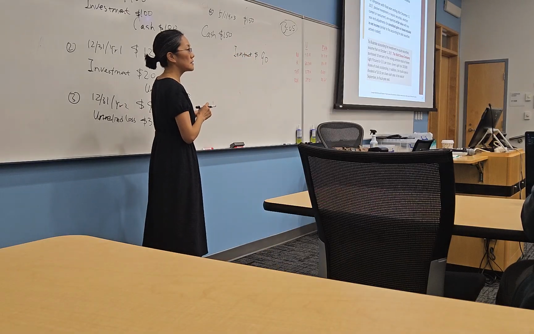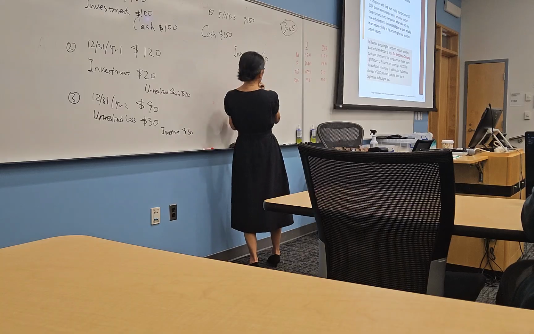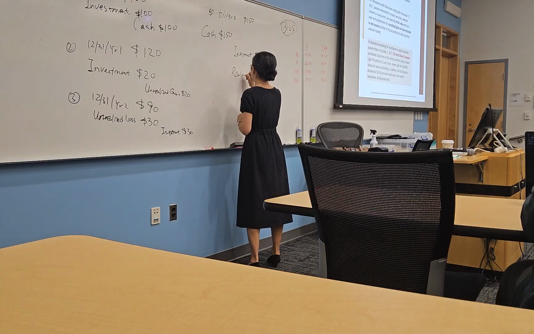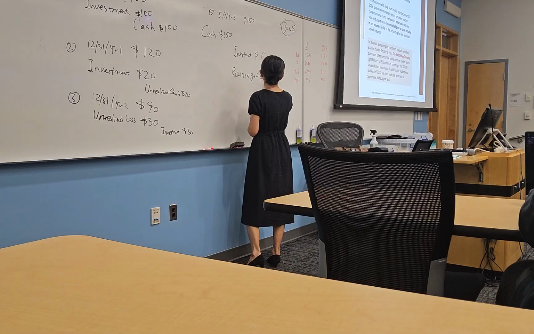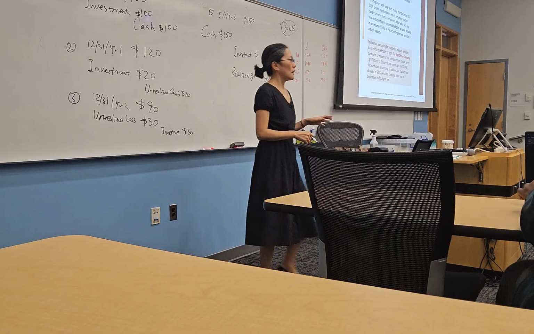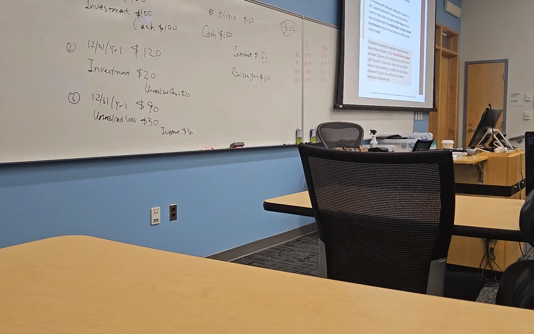Good? Clear? And then you're going to have a gain. This is realized. Realized. How much? $60. Great, we're done. If you really understand what's on the board, you're ready for the final exam for this one point.